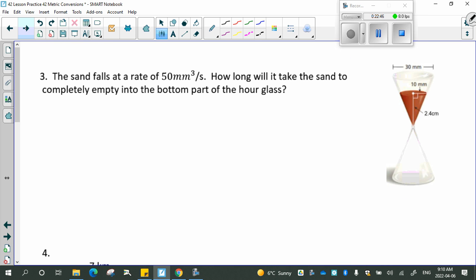Here's another EQAO question. The sand falls at a rate of 50 cubic millimeters per second. How long will it take the sand to completely empty into the bottom part of the hourglass?